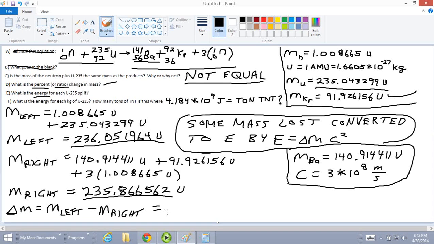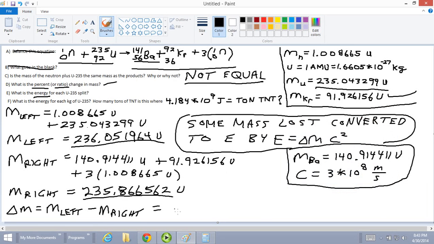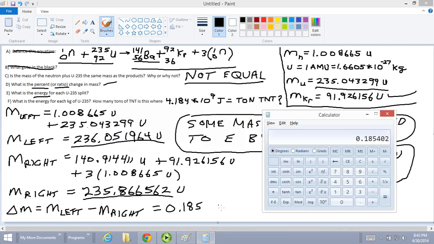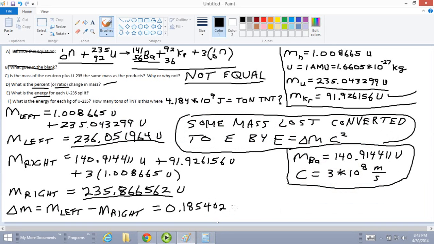Go back to my calculator. I can negate this one and then add it to 236.05... 236 point, oops, 0.051964 equals 185.402. We can round to 185 AMUs. You can keep the other 3 sig figs, 402 AMUs.